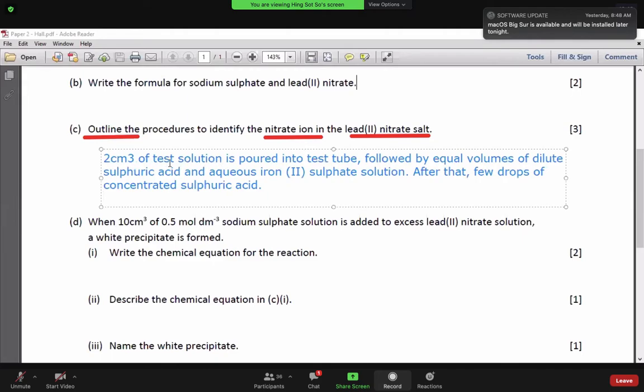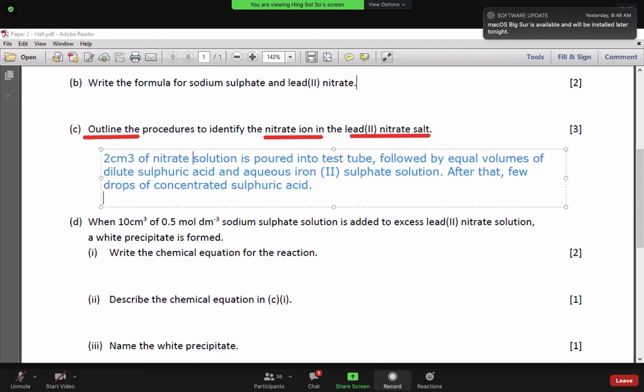Okay, 2 cm³ of test solution is poured. The test solution means what? 2 cm³ of nitrate solution, if you want. Nitrate solution is poured into a test tube. Okay, this is called the brown ring test. And you can say equal amount.